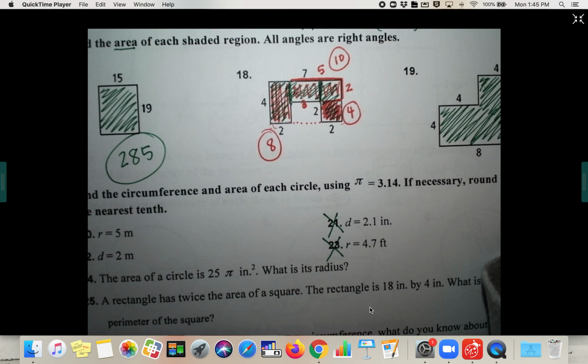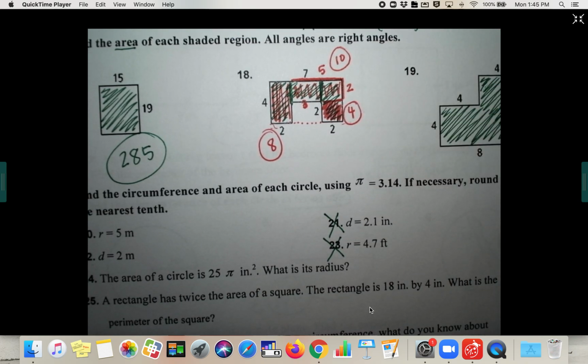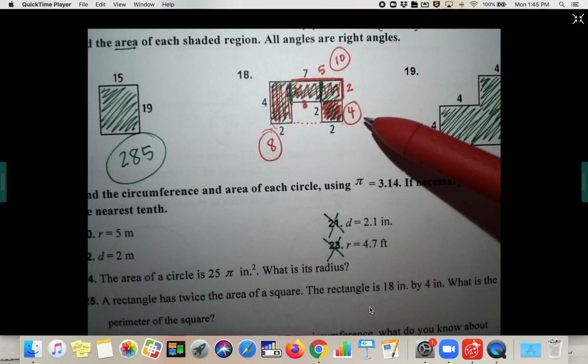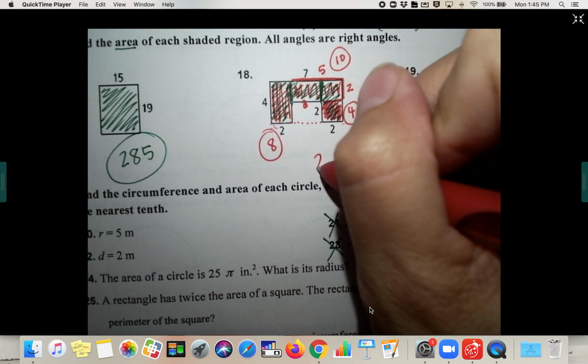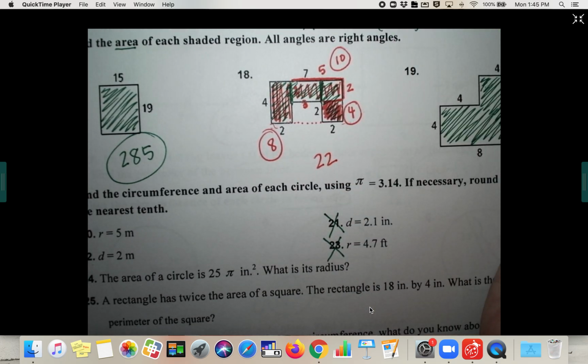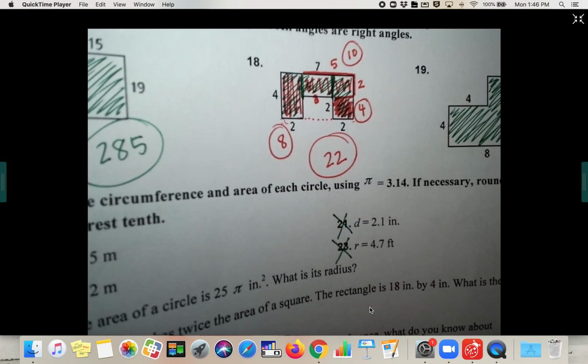Yeah, I think I confused myself, but this is right. I'm sorry, you can divide it up however you want. But it's 10 plus 8 plus 4, which should be 22. The area is 22, I believe. Go back and double check me on that. Make sure you guys got that too.